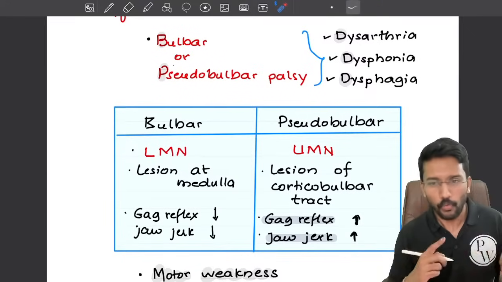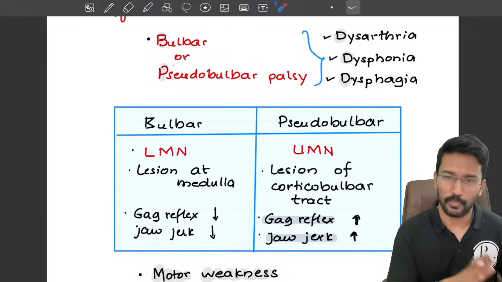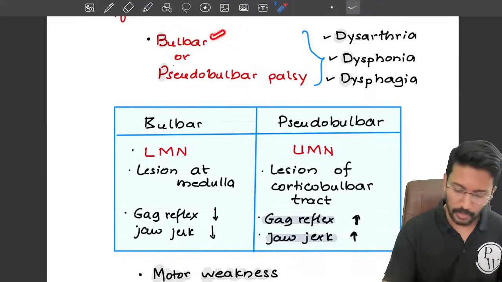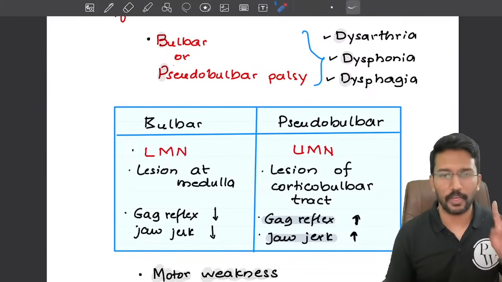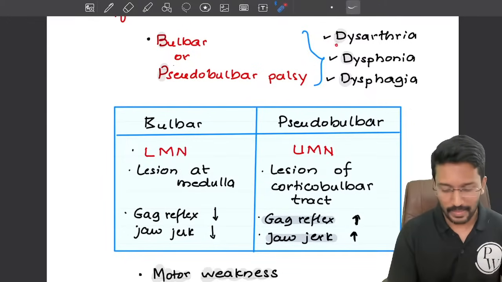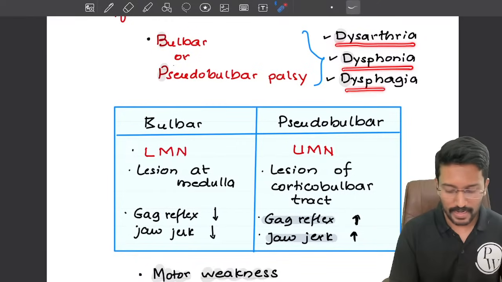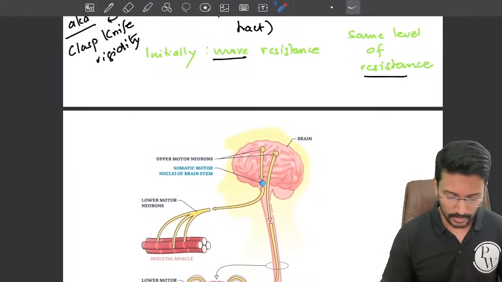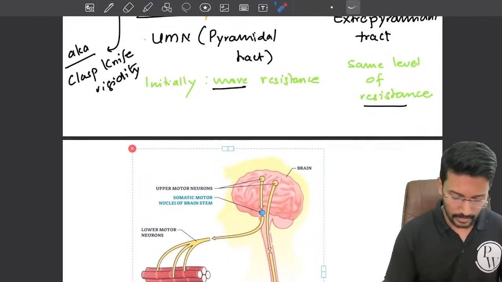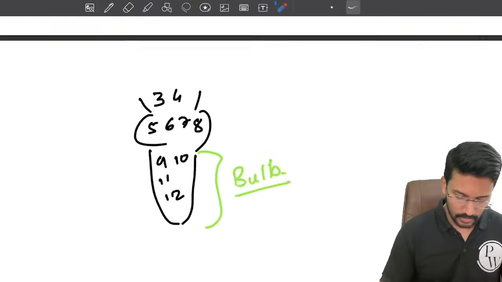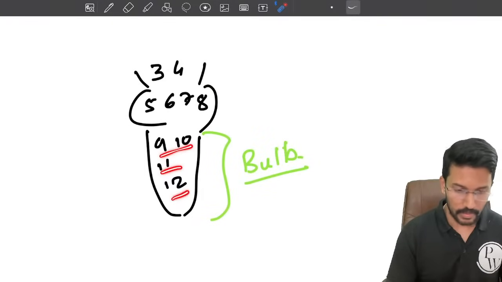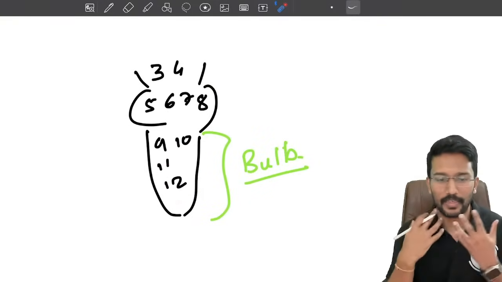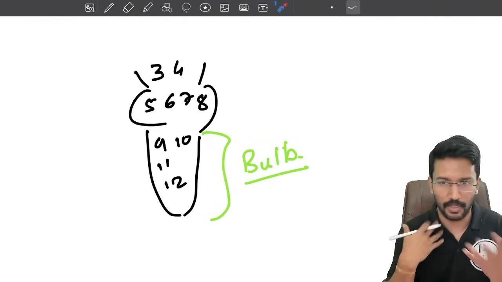Now, how will we know whether the patient has bulbar or pseudo-bulbar palsy? The characteristic symptoms, whether bulbar or pseudo-bulbar, are that the patients will develop 3 Ds. What are those 3 Ds? Dysarthria, dysphonia, dysphagia. Why these 3 Ds? The reason is that cranial nerves 9, 10, 11, 12 are important for speaking and swallowing, right? All that is happening in your neck, speaking and swallowing.